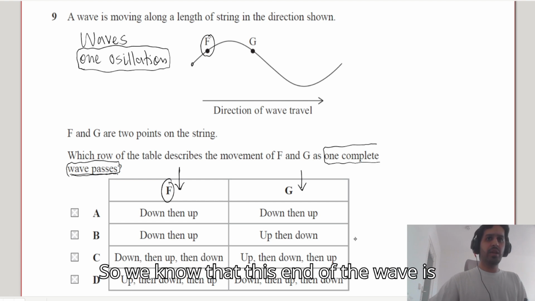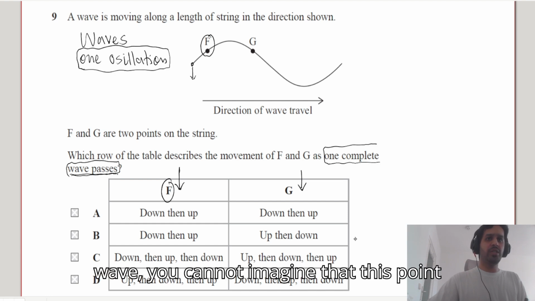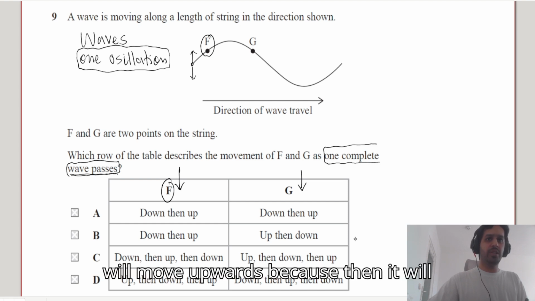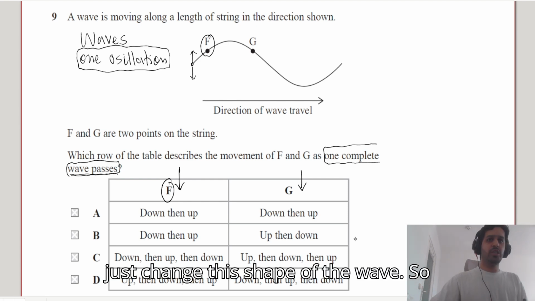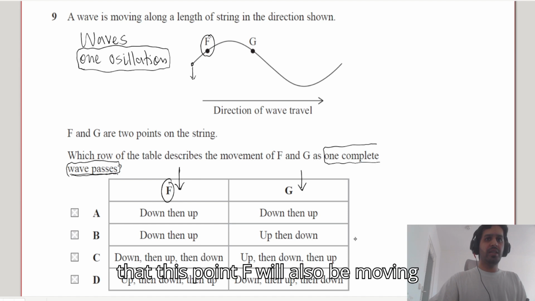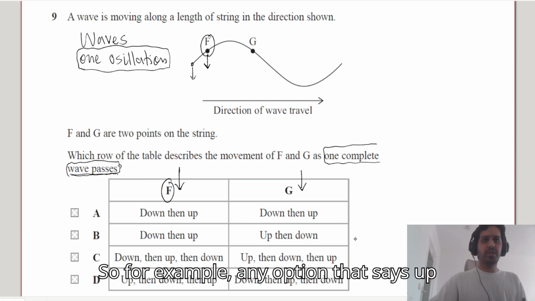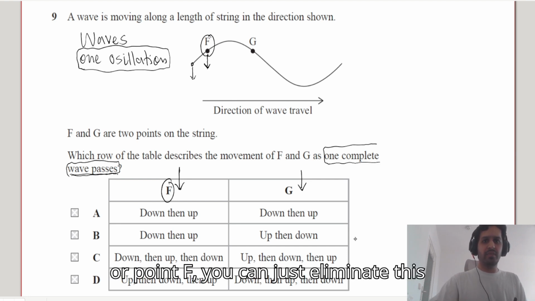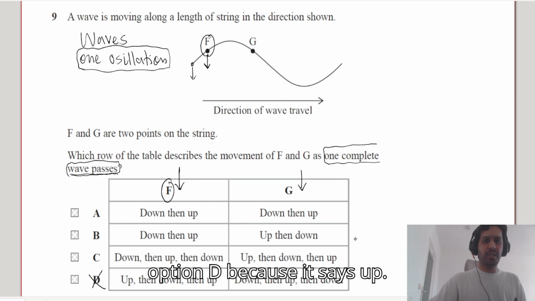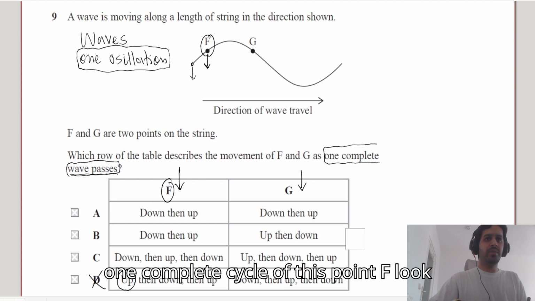So we know that this end of the wave is moving down, right? If it is a normal wave, you cannot imagine that this point will move upwards, because then it will just change the shape of the wave. So this end is moving down. That tells you that this point F will also be moving down initially. So for example, any option that says up for point F, you can just eliminate, this option D, because it says up. And now you have to think about how one complete cycle of this point F will look.